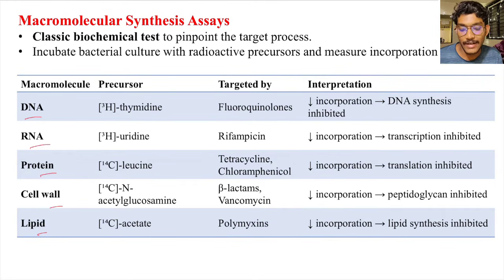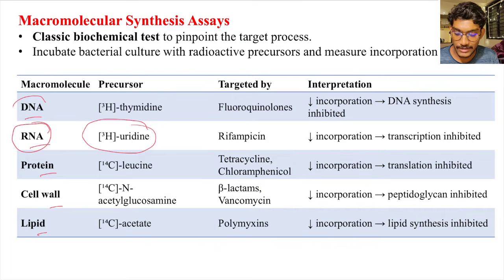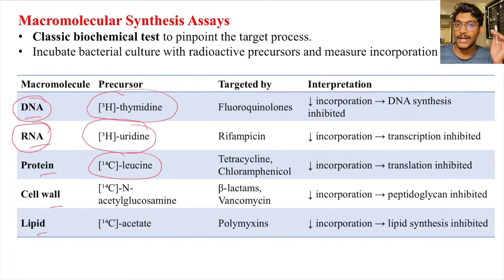So let's assume that a particular drug is targeting the RNA synthesis pathway. Now, if the RNA synthesis pathway is compromised, there will be very little incorporation of radioactive uridine, and if the DNA synthesis pathway is compromised, there will be very little incorporation of radio-labeled thymidine. If the protein synthesis pathway is compromised, there will be very little incorporation of radio-labeled leucine. I hope this point is clear. So for the particular pathway that the drug is targeting, that precursor will be incorporated in a lesser amount. So I will show you some data so that you can understand well.